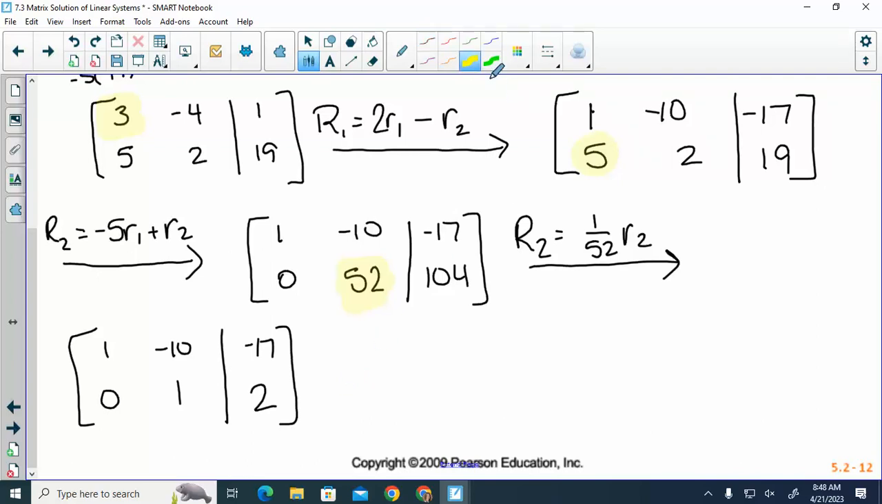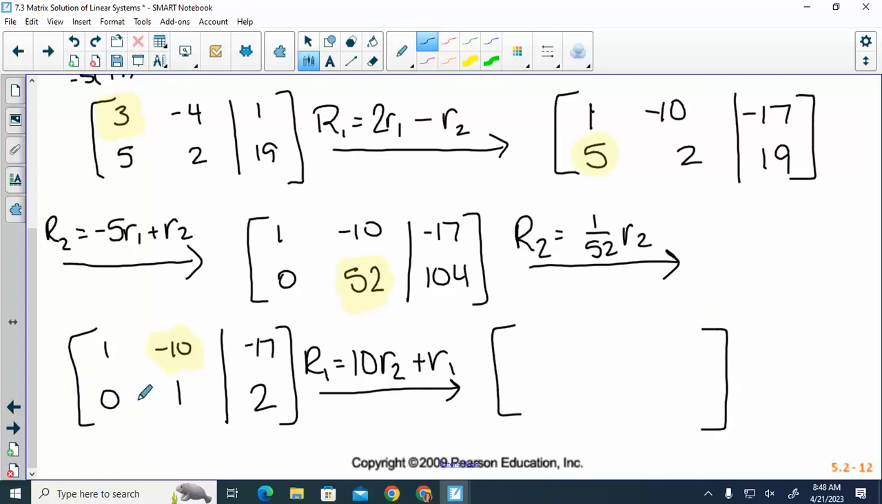Then we have one more step. What do we need now? This has to be a 0. So we're going to change row 1. So we have to take 10 times row 2 to get a positive 10 and then add it to row 1. Okay. So row 2 isn't changing. So 10 times 0 plus 1. 10 times 1 plus negative 10. 10 times 2 plus negative 17.